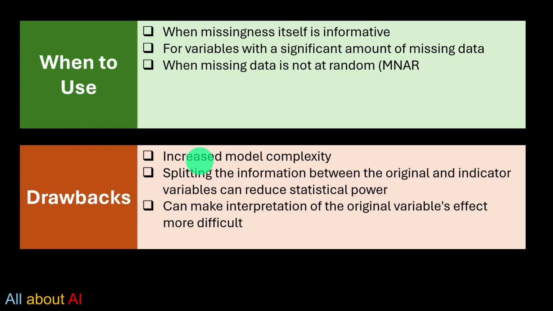Drawbacks: it increases model complexity and potentially leads to overfitting. Splitting the information between the original and indicator variable can reduce statistical power. It can also make interpretation of the original variable's effect more difficult.